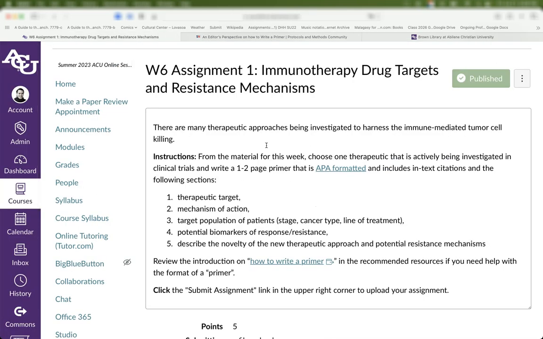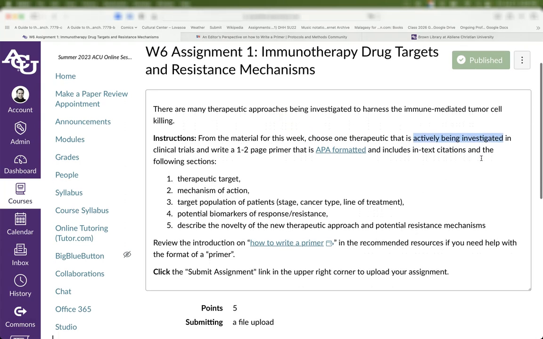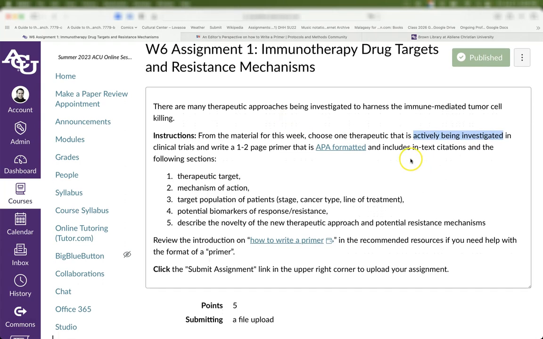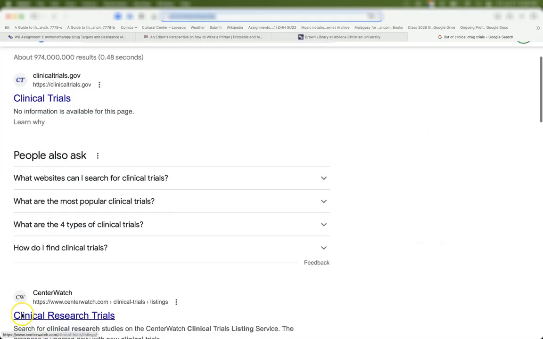If we look at the assignments here, this is asking you to find something that is actively being investigated in clinical trials. And so your next question might be, well, how do I find that? Now, if your first response is to just type in list of clinical drug trials into the internet search engine of your choice, your instinct would be quite good, because the definitive clearinghouse here in the United States is clinicaltrials.gov, which is just as the URL sounds. It is a government website for looking up clinical trials.